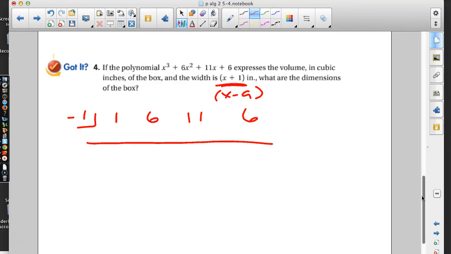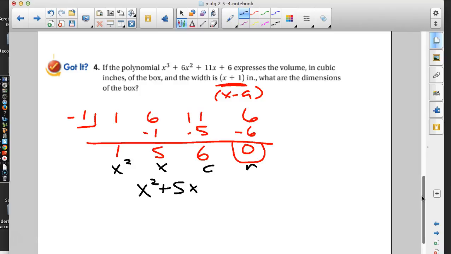You do your synthetic, I'll do mine. We'll see if we all meet up at the same place. Take a peek when you're done. Looking good? So let's write down what our answer is at this point. Remainder constant, x squared. So that's what we have left.